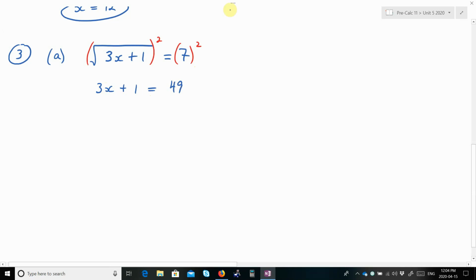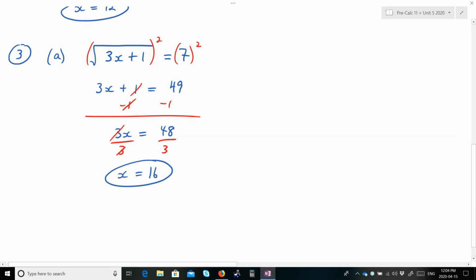Seven squared is 49. And we subtract 1 from both sides. 3x is equal to 48. Divide both sides by 3. 48 divided by 3 is 16. And if I do a quick check, 16 goes in there. 16 times 3 is 48. 48 plus 1 is 49, and the square root of 49 is 7. So that works.